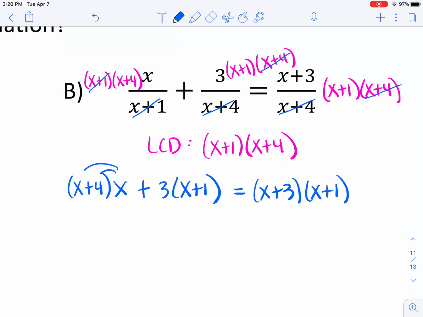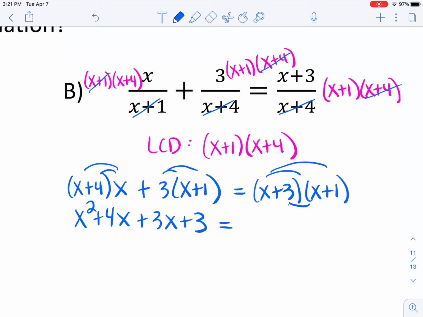All right, so let's go ahead and distribute. We can distribute the x. When we do that, we'll have x squared plus 4x. Distribute the 3. When we do that, we get 3x plus 3. And on the right-hand side, we're going to distribute as well, or you may have learned it as FOIL. When we do that, we get x squared plus 3x plus 1x, so that gives us plus 4x. And then plus 3 times 1, which is 3.